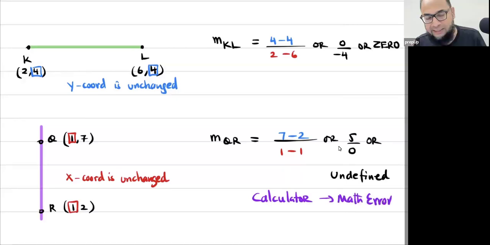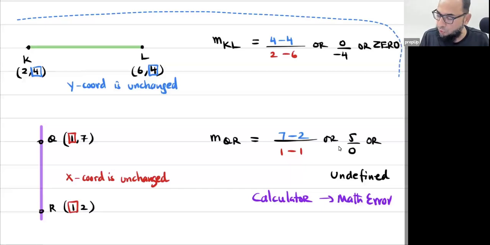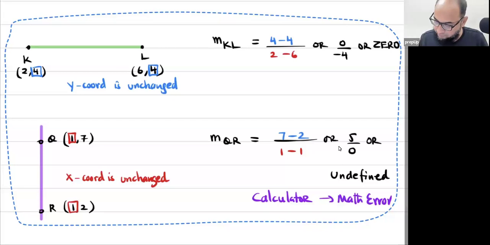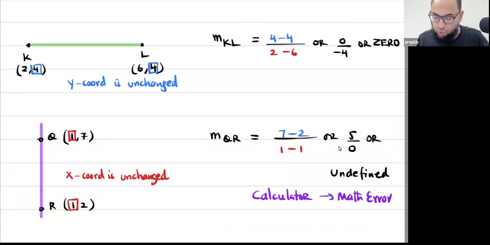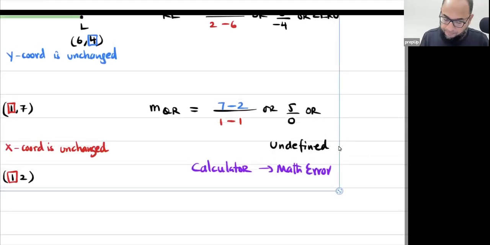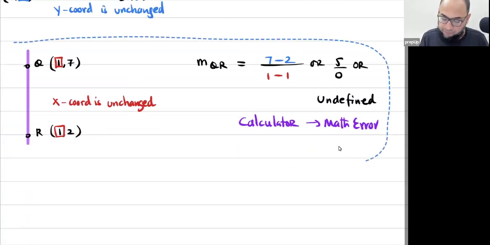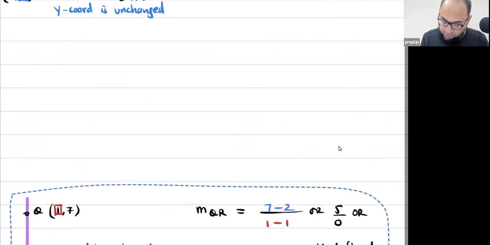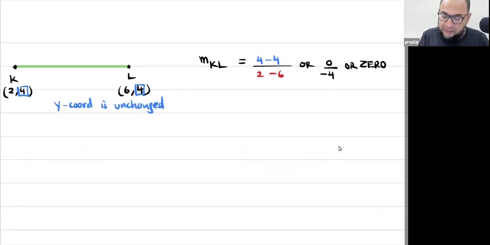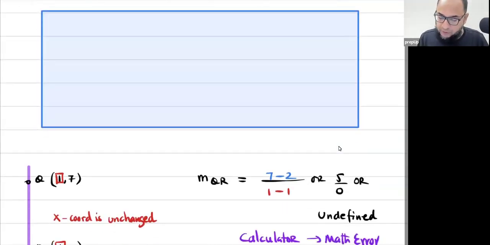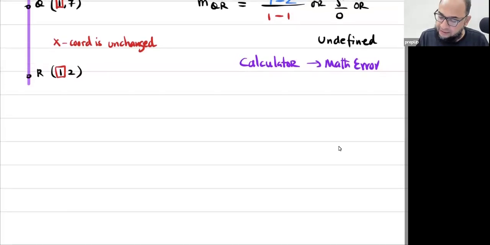Now let's focus on this. Why does the calculator say this? So let's go to the next page, and let me shift this thing all the way down. Now over here, when we say that the y coordinate is unchanged, what is happening? Let me make you understand this thing. And over here, the x coordinate is unchanged.